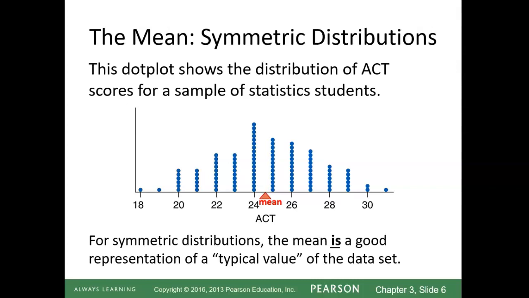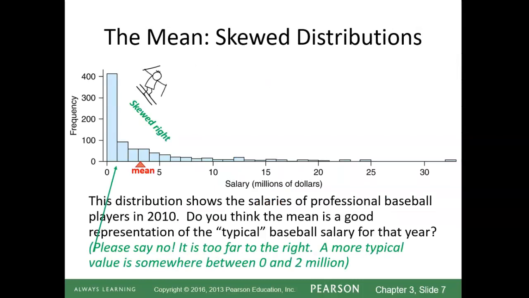So here's a distribution of college entrance ACT scores for a sample of statistics students, and you see that the center of that distribution is somewhere a little less than 25, and it's shown there on that dot plot in this particular case of the data. And when the data is symmetric, then the mean is a good representation, whereas you have skewed data, and so we have this distribution here that's skewed to the right with the long tail on the high side.